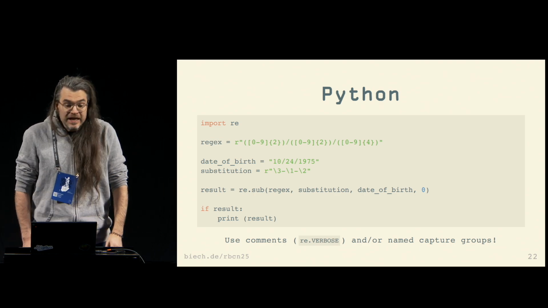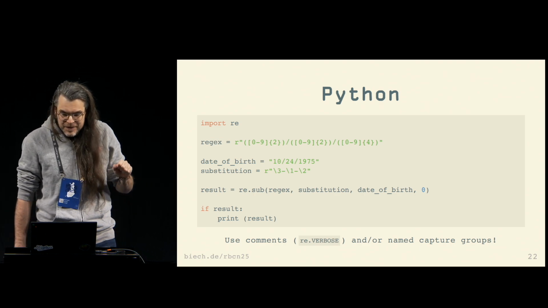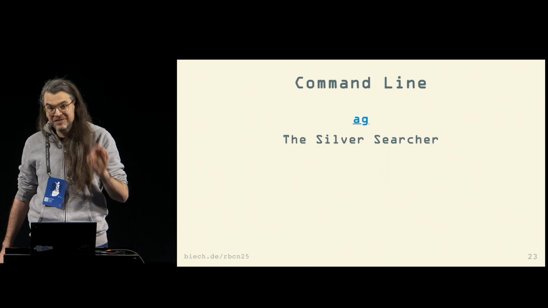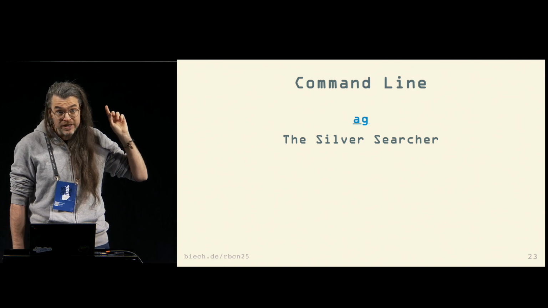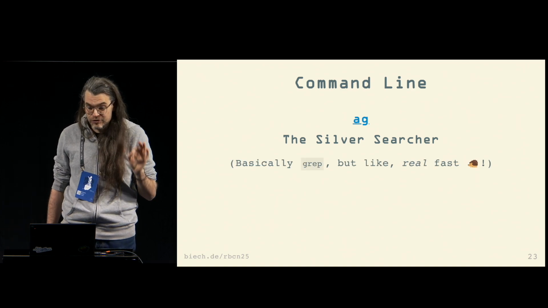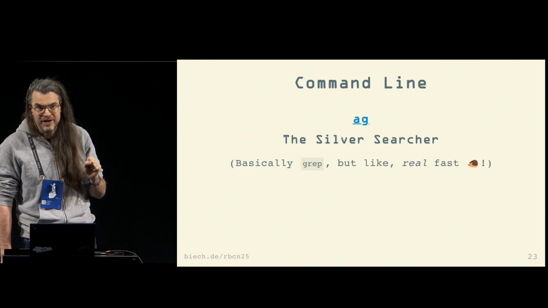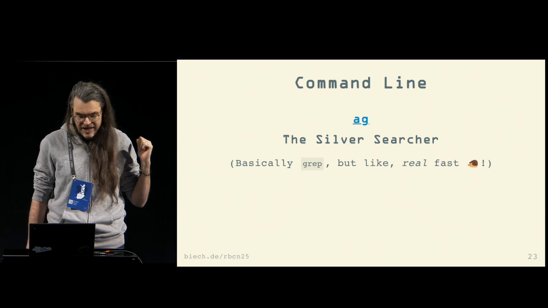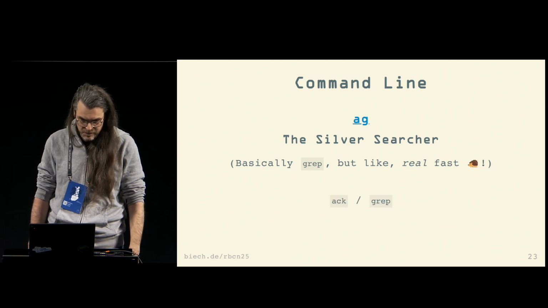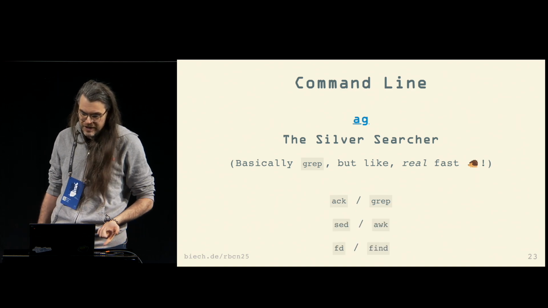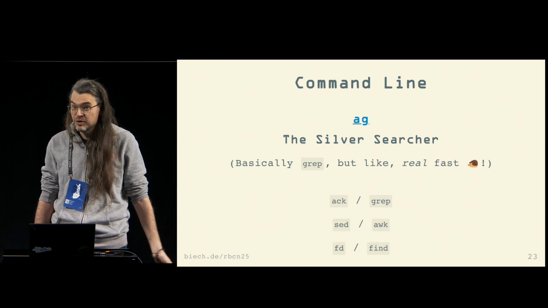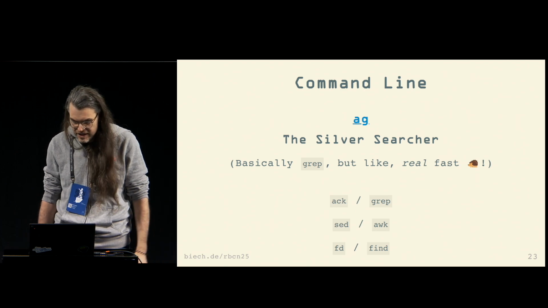Okay, brilliant. Got about 40 seconds left. So command line: if you take one thing away from this and you've not used it before, the Silver Searcher, AG, right? It's basically like grep, but real fast. Brilliant tool, can't recommend it highly enough. Of course, there's ack, there's grep, there's sed and awk, and of course fd or find. fd is basically just a better find on the command line.